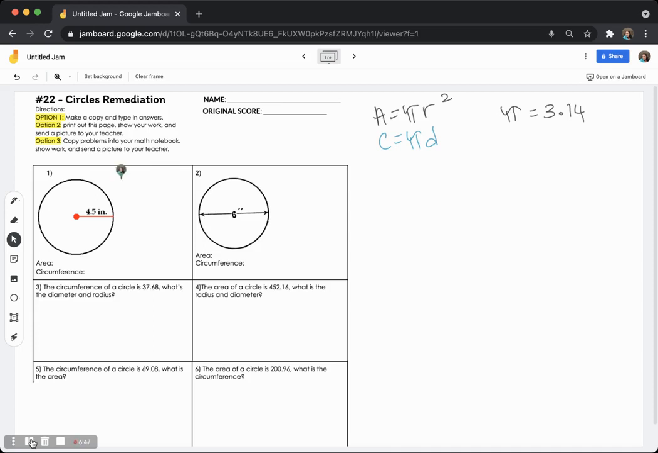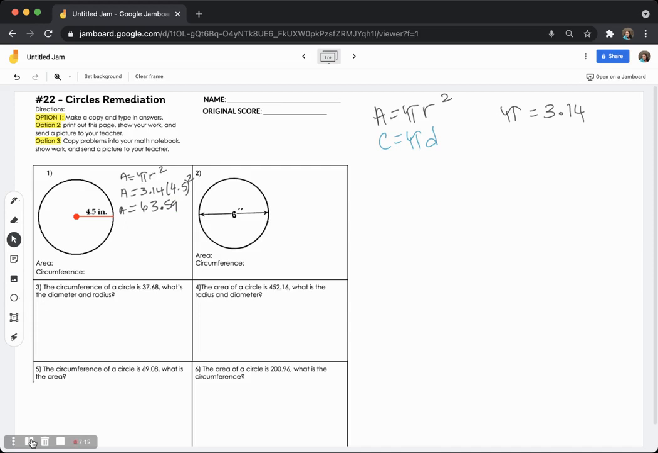All right, so number one, you're calculating the area and the circumference. To get the area, we're going to do pi times radius squared. Now, radius is the line that goes halfway across the circle. So I'm going to say 3.14 times 4.5 squared, and you're going to punch that in the calculator. And we're going to get 63.59 if I round. So the area is 63.59.